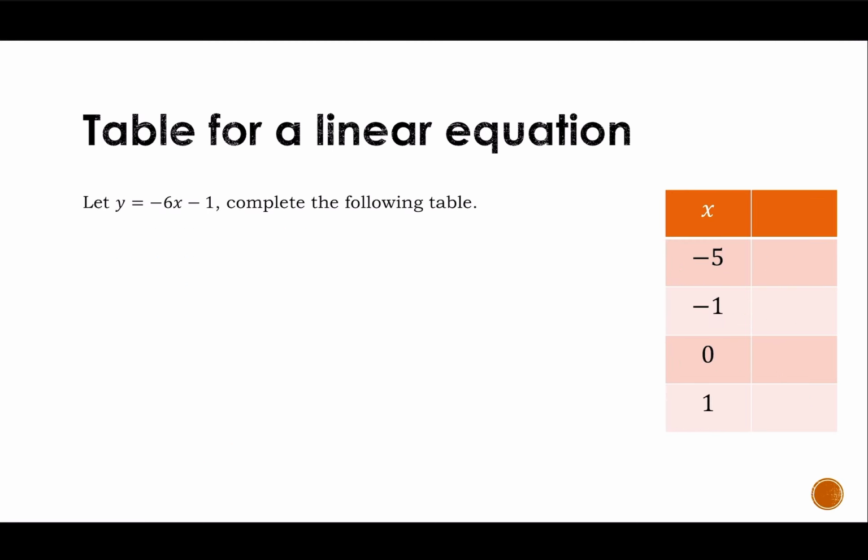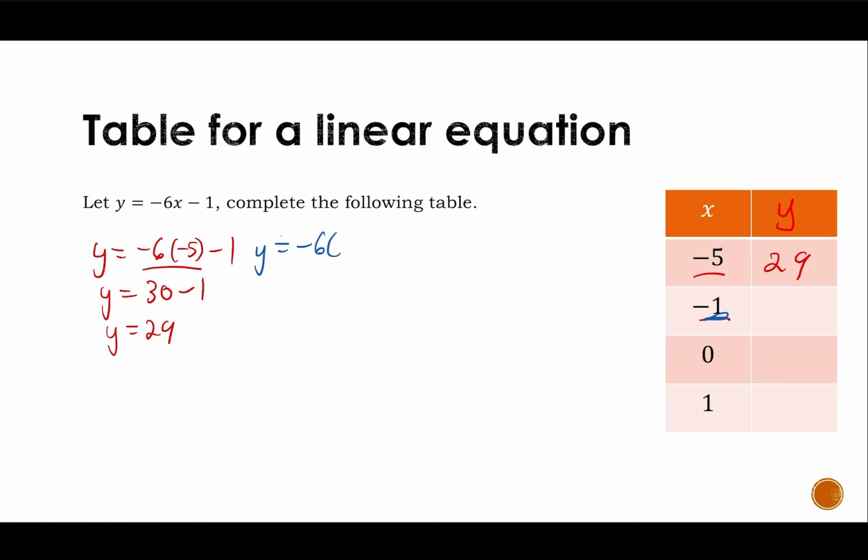Let's solve another example. So let's let y equal negative 6x minus 1, and we want to complete this table. So first I have y when x is negative 5. Y is negative 6 times negative 5 minus 1. Y is a positive 30. Two negatives make a positive. Minus 1, so y is 29. Next, we've got negative 1. Y is negative 6 times negative 1 minus 1. Y is 6 minus 1, so y equals 5.